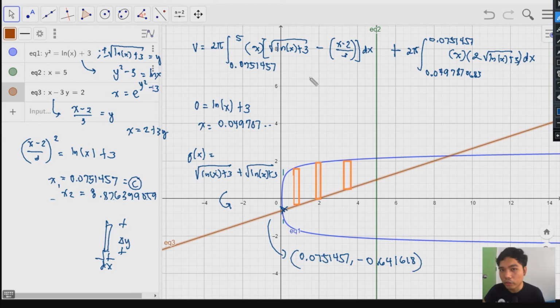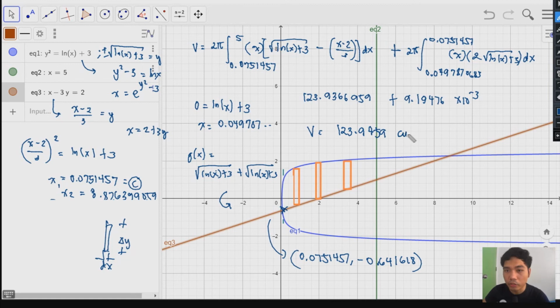Okay, and this, we already evaluated before. The value for this is around 123.9366959. And then if you add this part, because this is very small, that's 9.19476 times 10 to the negative 3. And the sum of these two gives us the exact value in the handout, which is 123.9459 cubic units. Okay? So let me correct what you recorded or saw earlier, that there was something missing, a very small area, but it is important that we see it because this is a very tricky part that I also overlooked. That's why it is important that you graph it, because if not, you might overlook that part too.